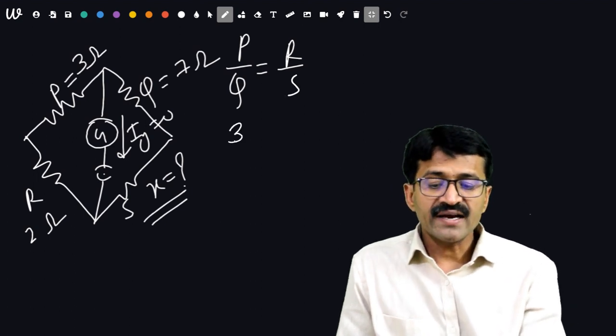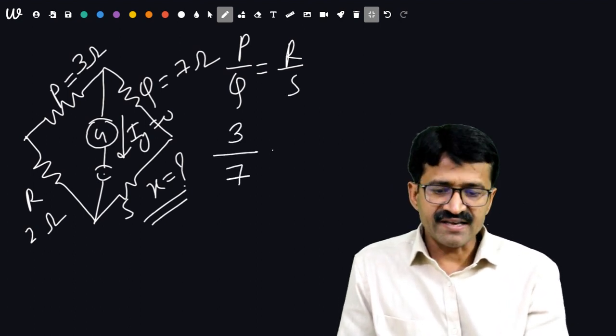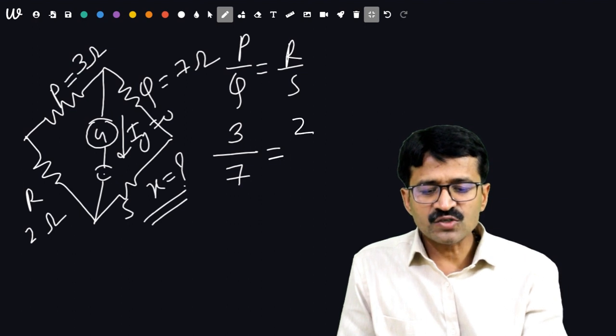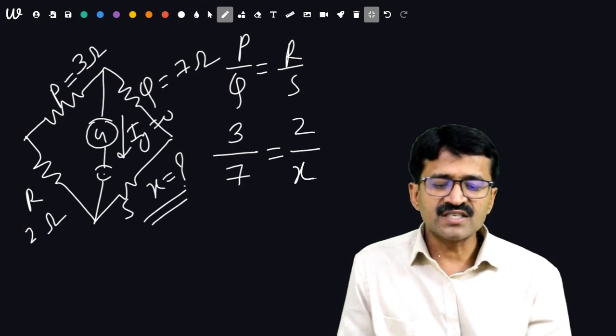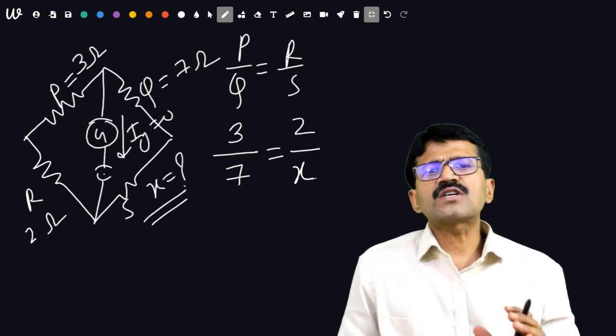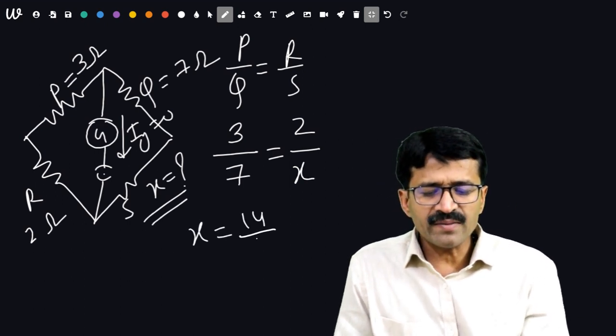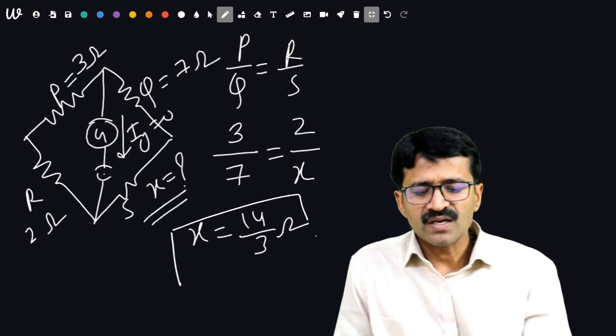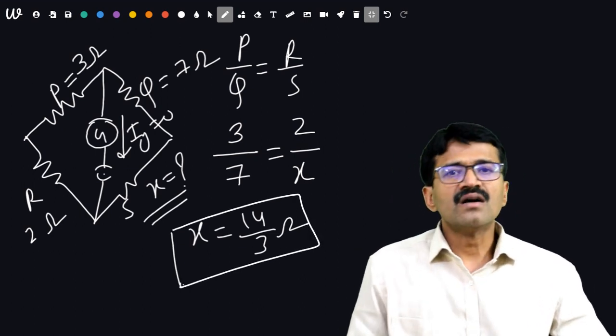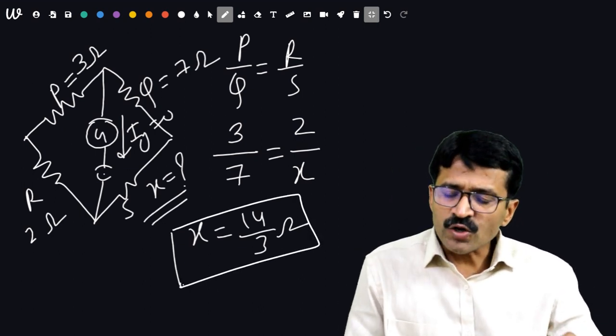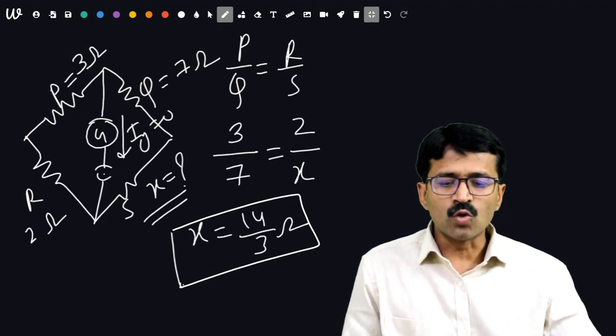What is P? It is 3. What is Q? It is 7. What is R? It is 2. And what is X, which is required to find? Just put in the balanced state and get the result. X is equal to 14 by 3 ohm. This is about the application or use of Wheatstone bridge.